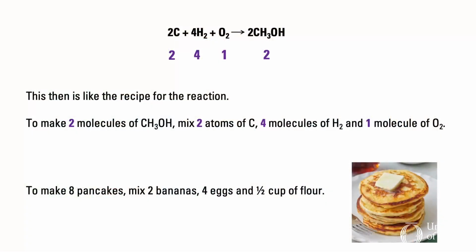Now, if we look again at this equation we've just written, we can see, in the same way that we did for our pancakes, that when we're writing out our equation, we can specify the numbers of each of these types of atoms or molecules that we need to get to our balanced chemical equation. So we can say that we need two carbons plus 4 H2s plus 1 O2 gives 2 methanols.